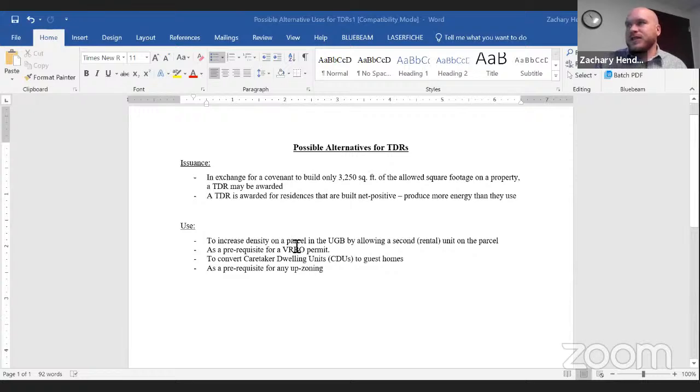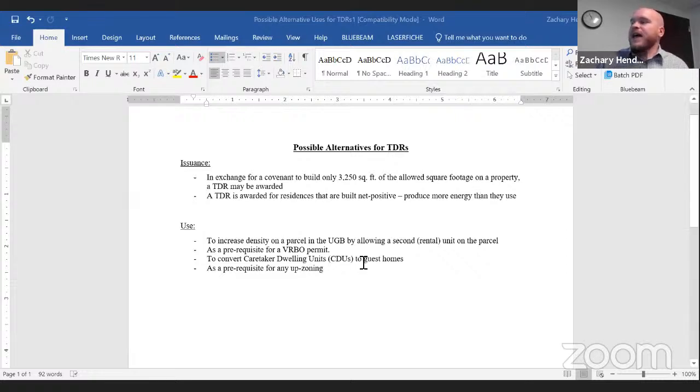And then ideas for uses. One was to increase the density on a parcel in the UGB. This is similar to what Carbondale currently does, where they encourage a second residence on the same parcel. So it increases the density of the area. You get more houses, and it puts them, instead of in the rural area, into the area we've designated as a place where we'd like to see it. Another idea we were kicking around was that maybe you need a TDR to apply for a VRBO license. If you want to have a short-term rental, you need to purchase a TDR, because we're getting community benefits somewhere for issuing or severing that TDR. That's where you earn the right to become a short-term rental.